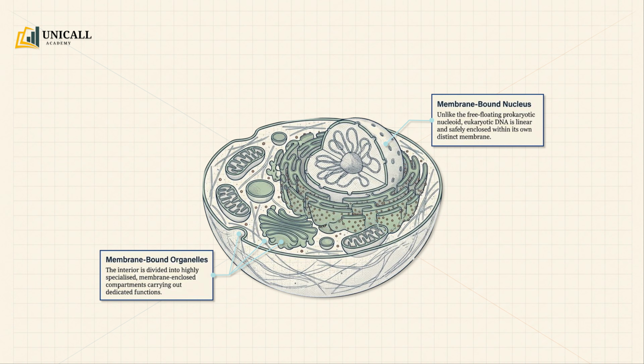Membrane-bound organelles. The interior is divided into highly specialized compartments like mitochondria, the Golgi apparatus, and endoplasmic reticulum. 80S ribosomes. They feature larger and more complex protein synthesis machinery compared to prokaryotes.